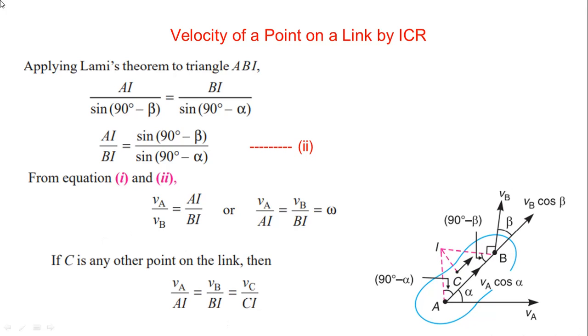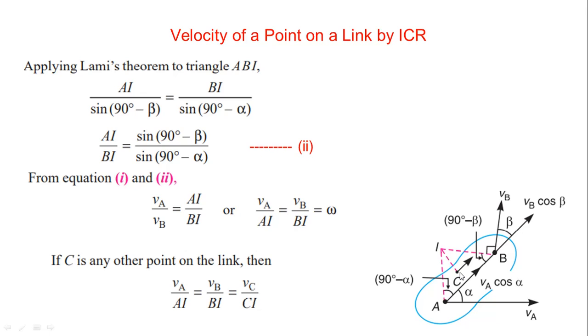Similarly, if you consider any point on this link, then how do we find the velocity over there? You simply join this point C with the ICR point and measure this distance. Then the velocity at point C can be found once again. VA upon AI is equal to VB upon BI is equal to VC, which represents the velocity at point C, upon CI, where CI is the distance from the ICR to the point which you have considered on the given link, in between points on the given link.